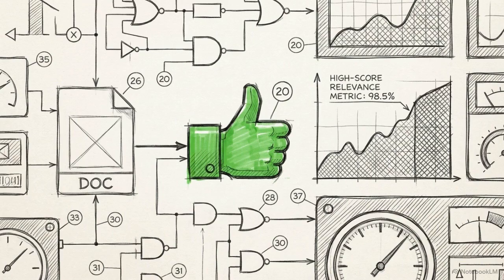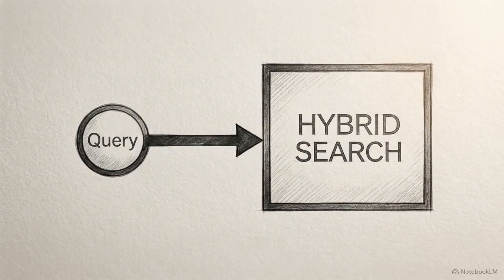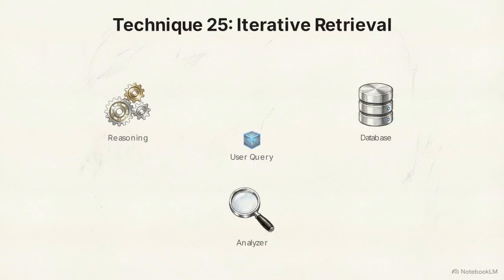Techniques 23 and 24 focus on telemetry. Retrieval with feedback loops continuously updates re-ranker weights based on user clicks. Meanwhile, adaptive retrieval uses an intent classifier to route legal queries to a policy database and technical queries to a specialized hybrid search. Technique 25 is iterative retrieval.